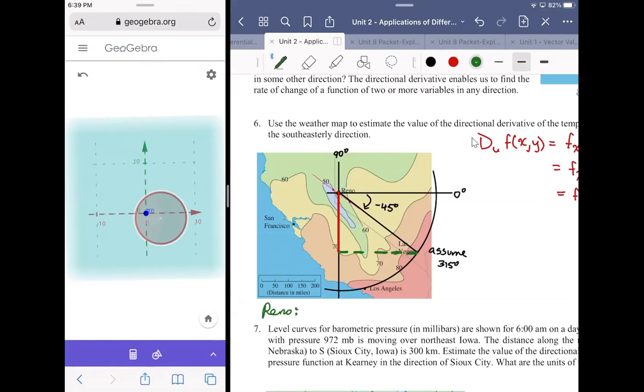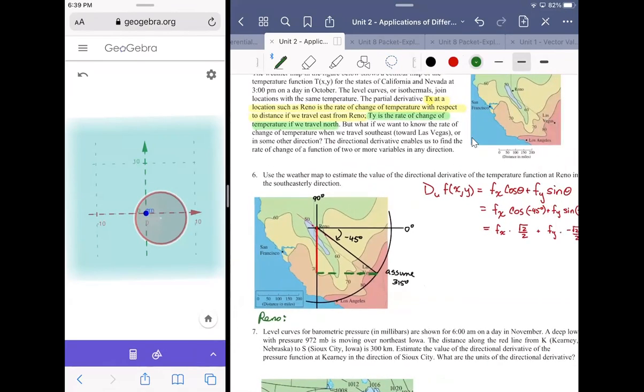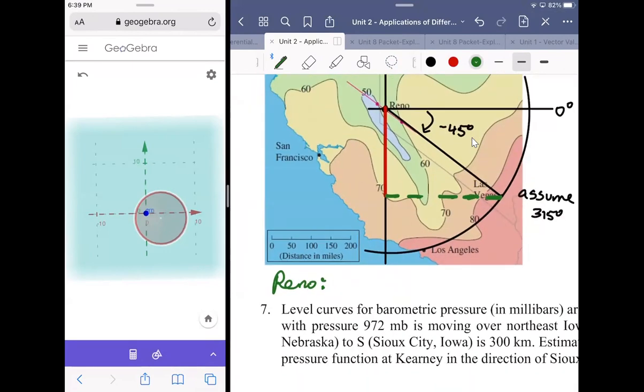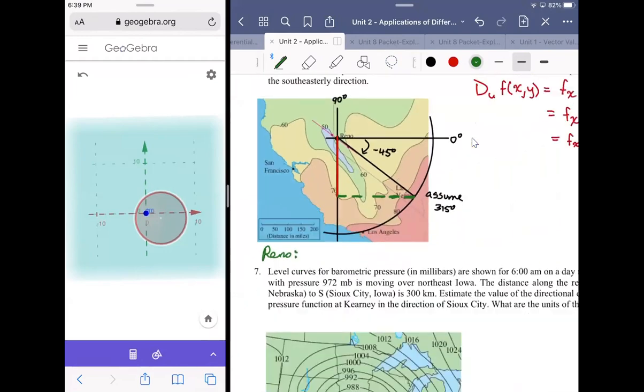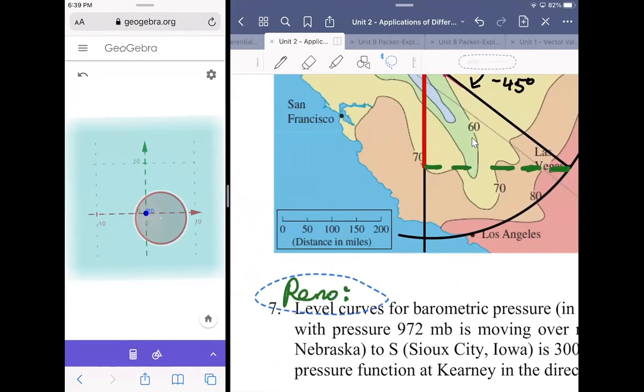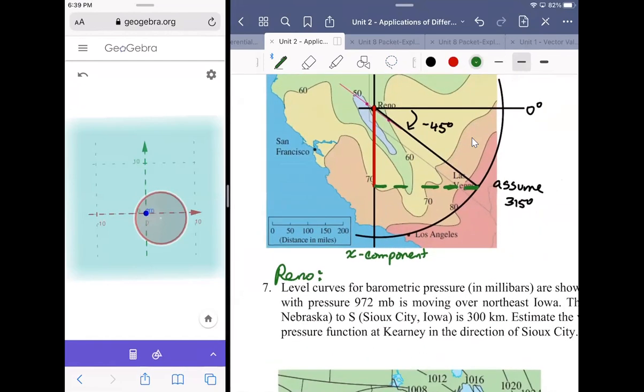So Reno, the X value: we're talking about the rate of change of temperature as the Y value, but the X value is the horizontal distance traveled. Reno, in terms of, why is that moving like that? The X component and the Y component.